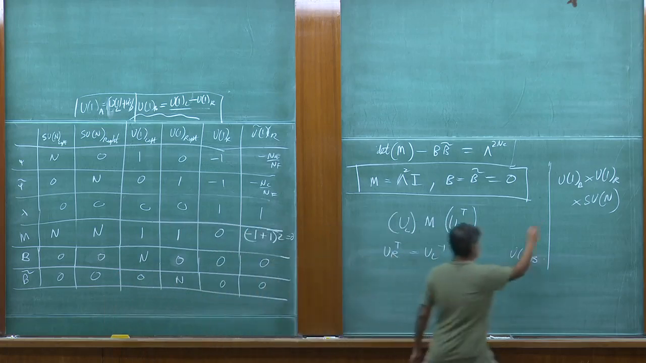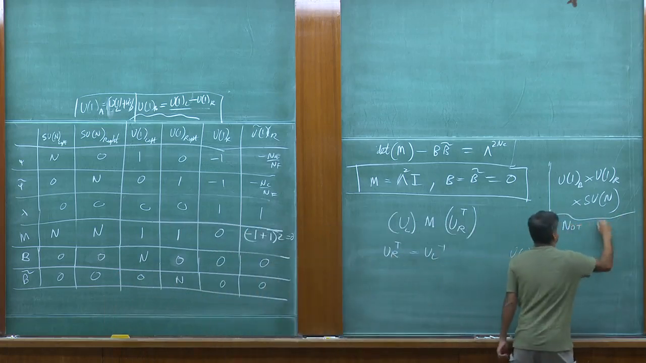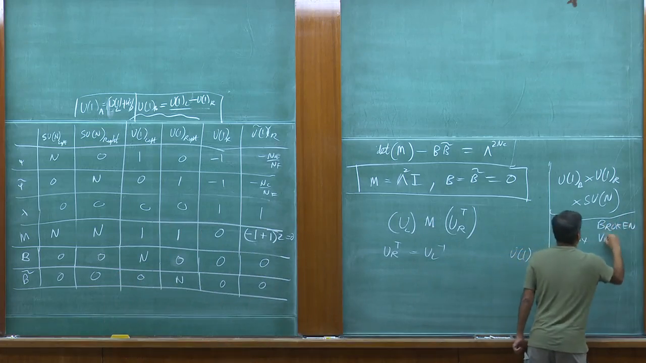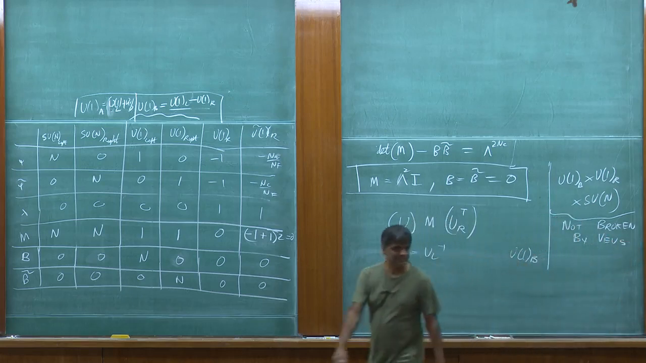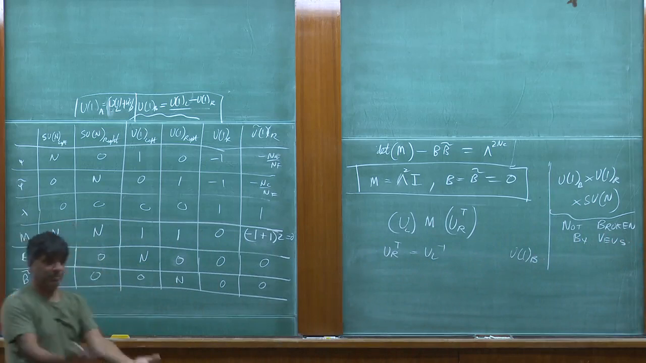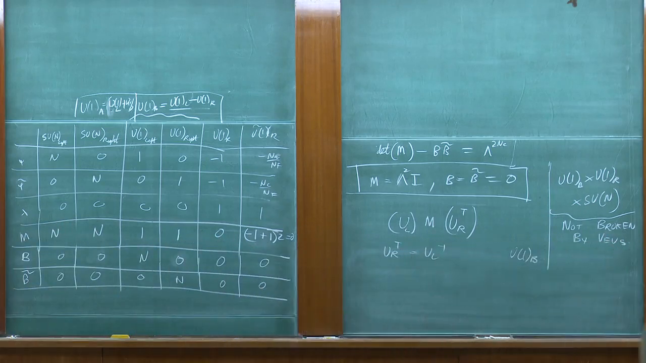Okay? This part is not broken by vacuum expectation values. Since this is the part of the UV symmetry that is not broken by vacuum expectation values, its anomalies can be compared between UV and IR. If you've got some vacuum that breaks a symmetry, it will not be a symmetry of the IR theory. There's nothing to compare. So we can only compare the anomalies of this unbroken subgroup.